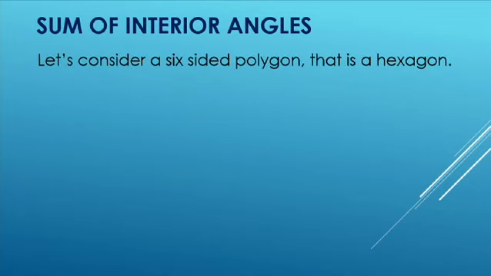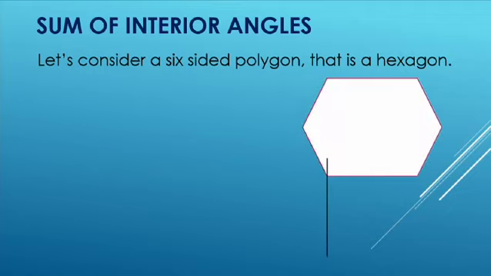Let's consider now a 6-sided polygon. Remember, how do we call a 6-sided polygon? That's a hexagon. So in this polygon, let's divide it, right? How many triangles can you see? 1, 2, 3, 4. That's 4 triangles.